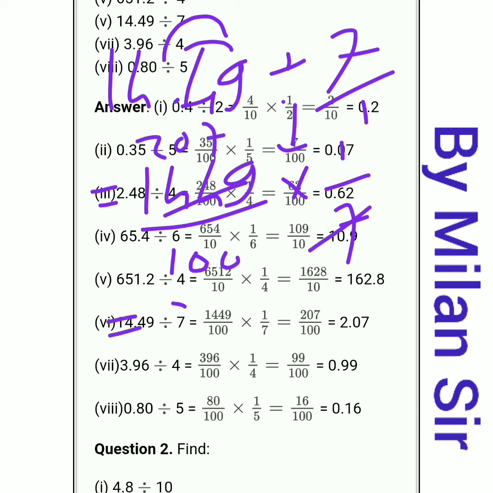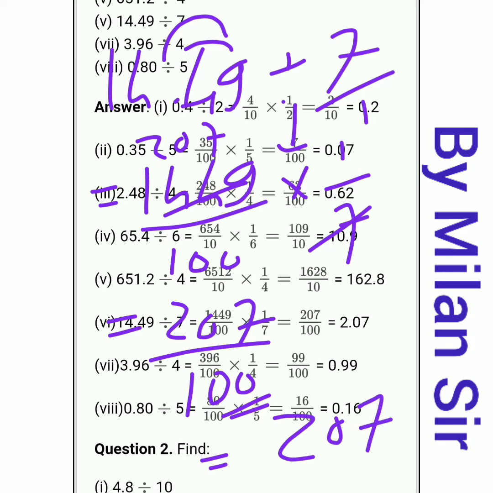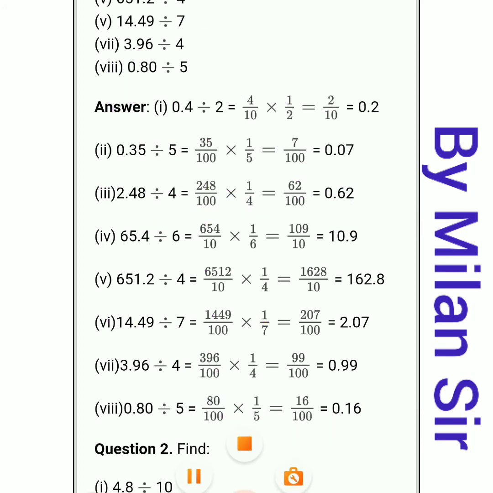So in the numerator 207 and in the denominator 100. Now in the denominator we have 2 zeros, so we need to put a decimal point before 2 digits. In the numerator we have 207, so before 2 digits, that means before 07, we need to put a decimal point, so it becomes 2.07. Then next question number 6.